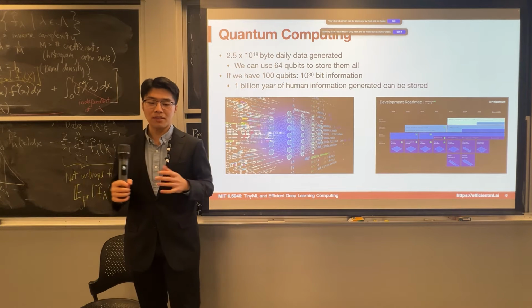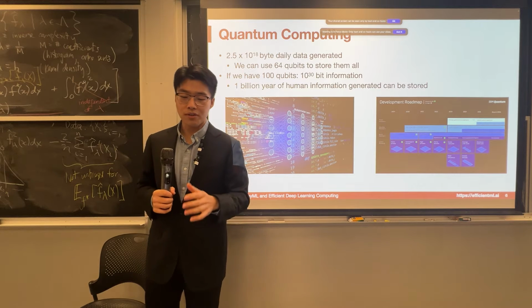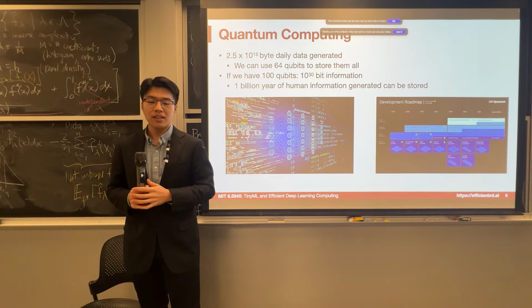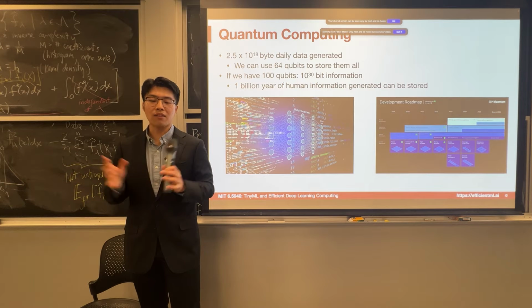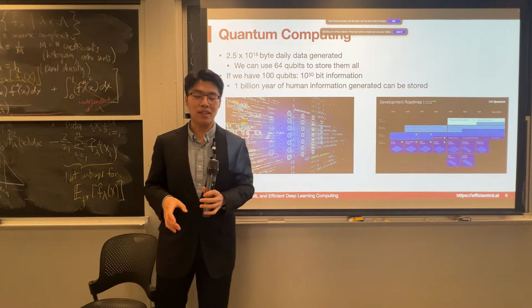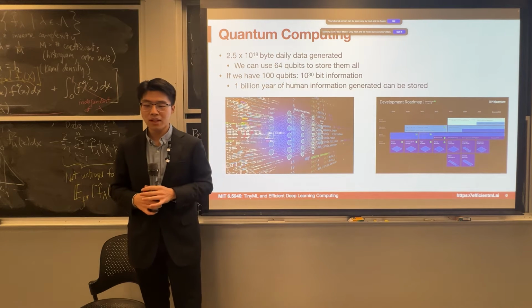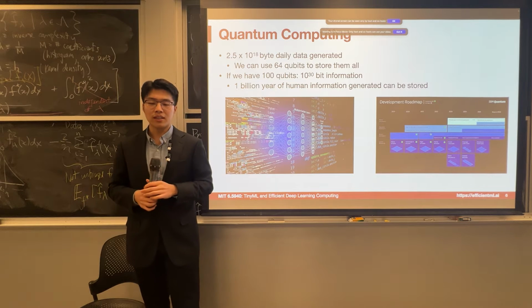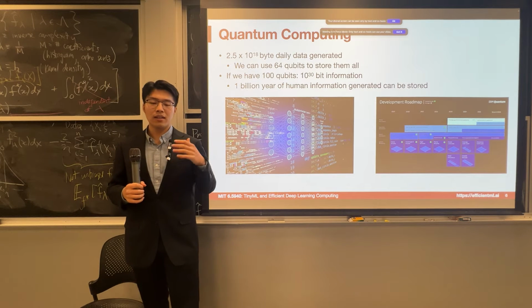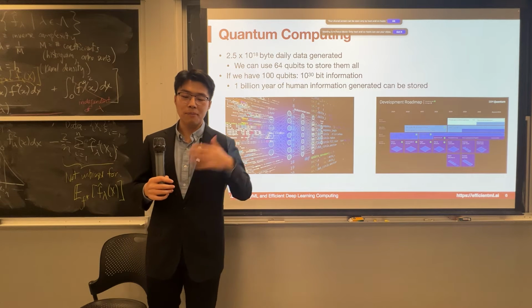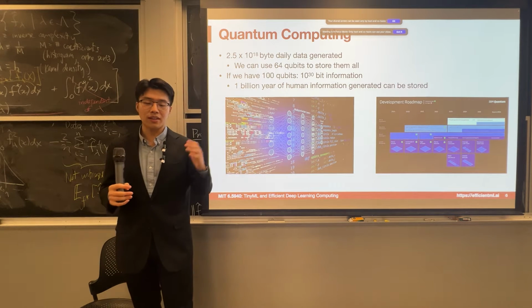So what does that mean? That means with just 100 qubits, we can store information on the order of 10 to the power of 30. That is 1 billion years of all the human information generated at the current speed. So quantum could be the ultimate solution for computing power, because with one more qubit, we can double the computing power. It's not just a linear increase.